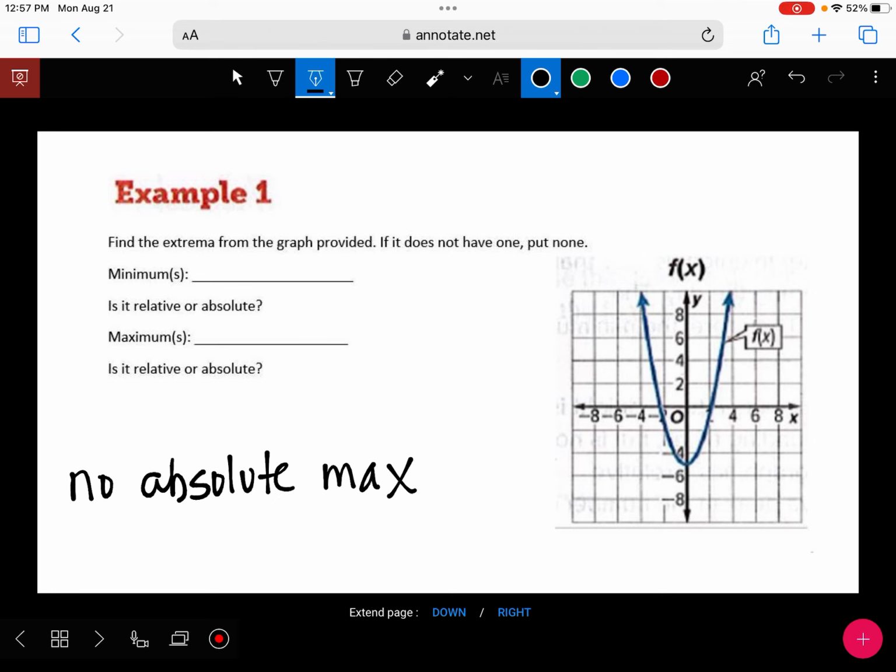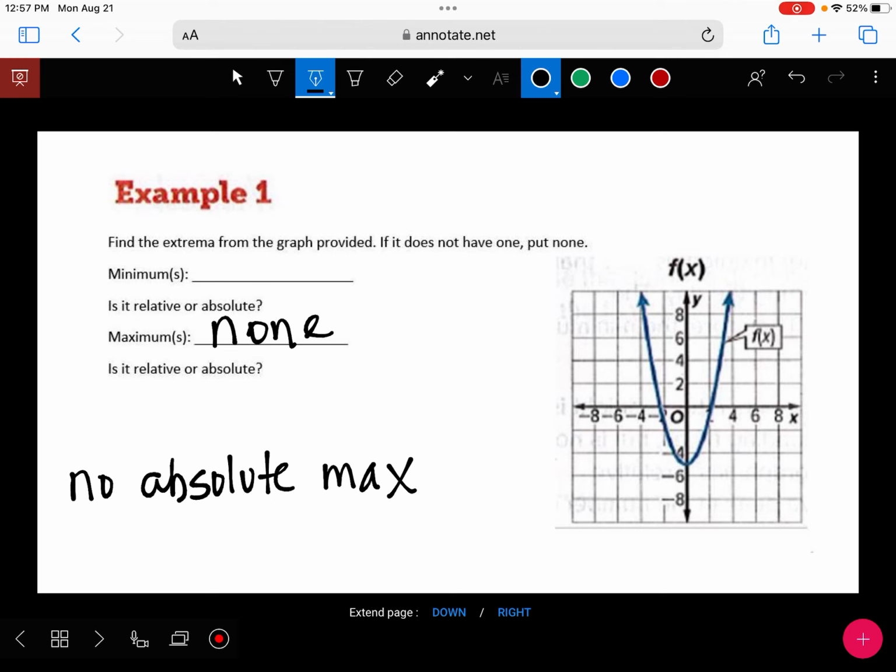No absolute max. So this graph also doesn't have a peak. So this graph has no maximums at all. It has none.